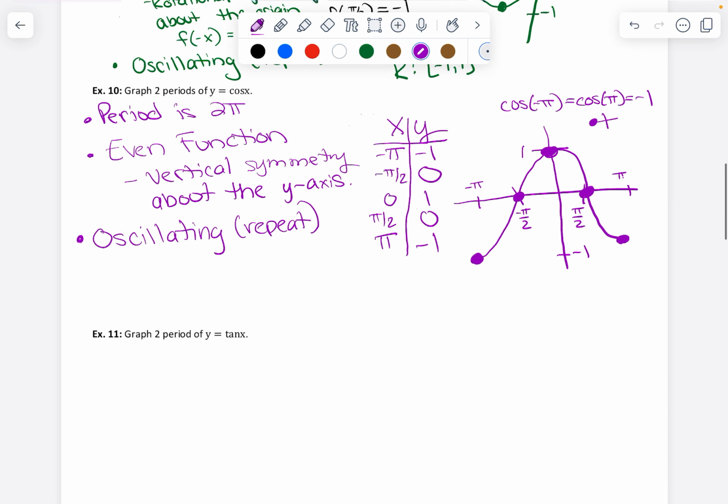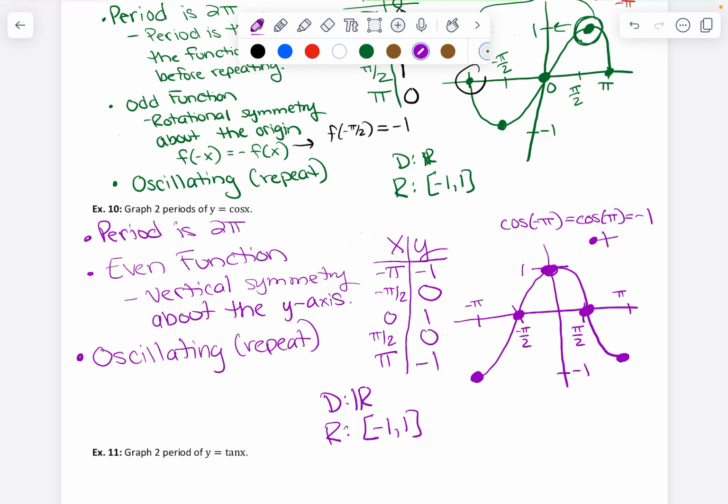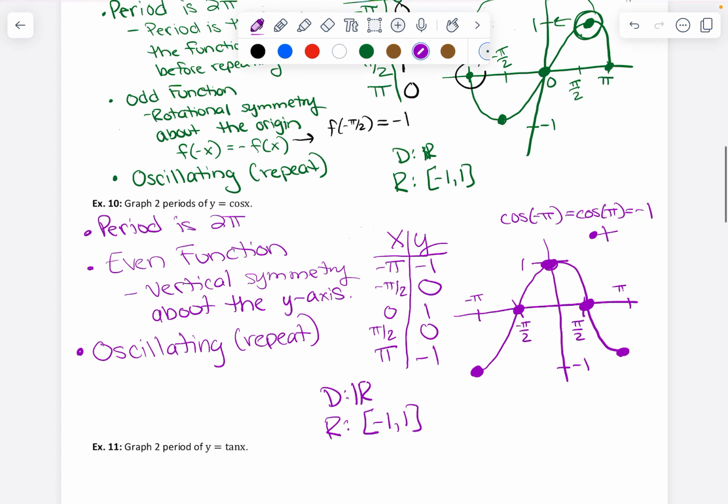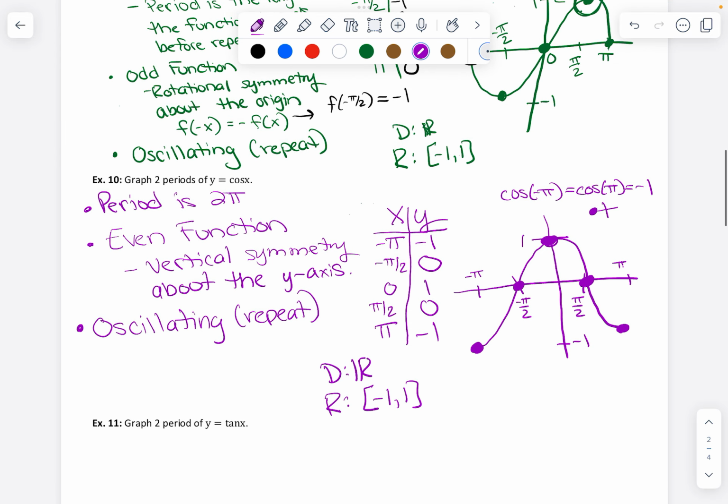The domain for cosine is going to be all real numbers. And then the range for cosine is oscillating between negative 1 and positive 1. This said graph 2 periods. I just graphed 1 for time's sake. But in the notes that I posted, the key, you'll see the 2 periods in there.